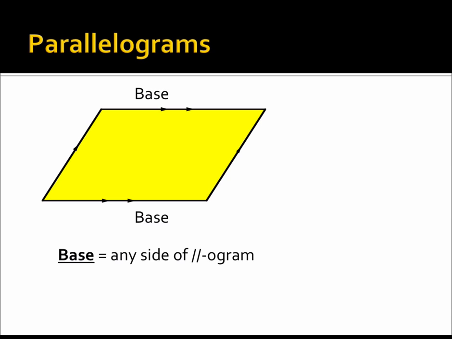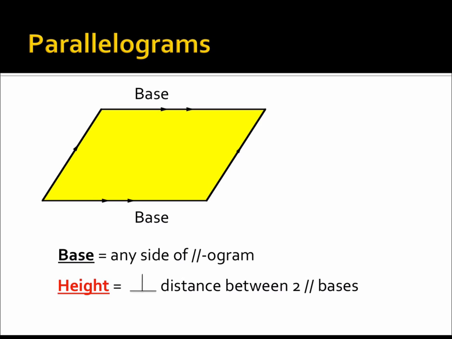The other thing we need is the height. And that height is measured along the perpendicular. It's the distance between the bases. If you think of the bases as train tracks, it's the distance between the train tracks. You're not going to measure the distance between two parallel lines along a diagonal.